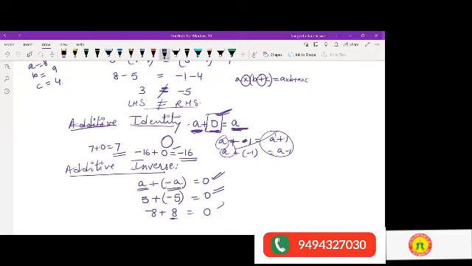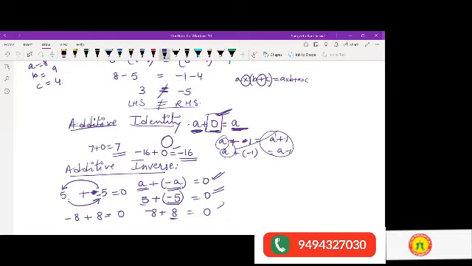So here I can say minus 5 is the additive inverse of 5 and 5 is the additive inverse of minus 5. They both are additive inverses of each other because when we add them, we get 0. Similarly, I can say minus 8 is the additive inverse of 8 because when I add them, I get 0.